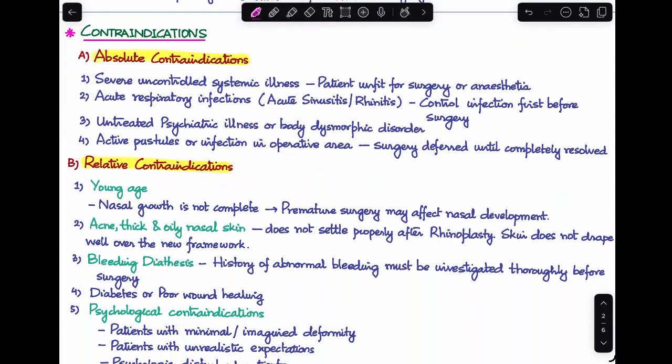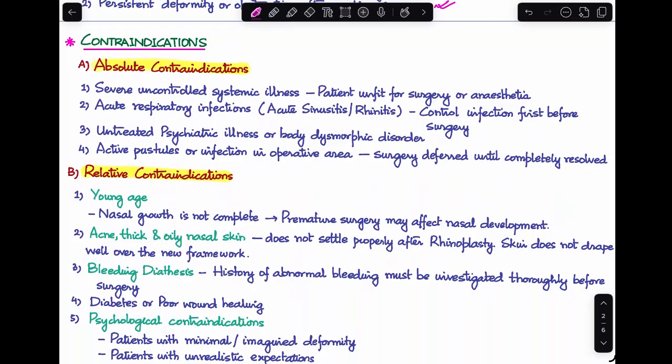Next, moving on, we'll talk about the contraindications of rhinoplasty. Now we have some absolute contraindications and then we have some relative contraindications. First, talking about the absolute contraindications, if the patient has any kind of uncontrolled systemic illness, maybe they have uncontrolled diabetes mellitus or CKD or hypertension. These are all patients who are unfit for surgery or even for taking up under anesthesia. So, first, you should be controlling the systemic disease itself before you take the patient for surgery.